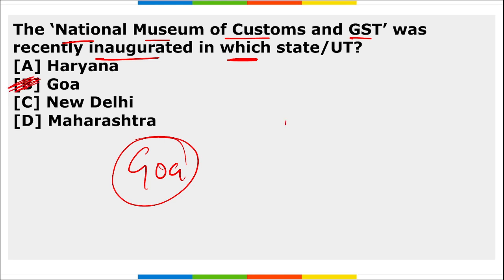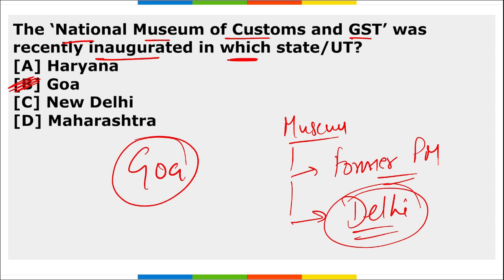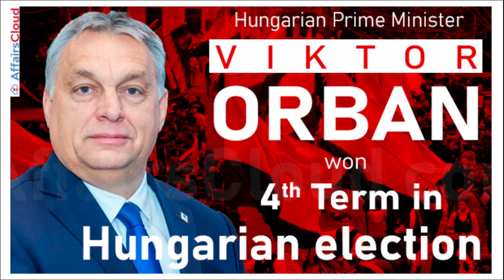Apart from this, if we talk about a museum for former Prime Ministers of India, this museum was inaugurated where? In Delhi. So remember this also. Moving on. Next, we are talking about the Hungarian Prime Minister. Who is the Prime Minister of Hungary now? Viktor Orban, as you can see him in the picture. And this is the fourth term that Viktor Orban has been appointed as the Prime Minister of Hungary.